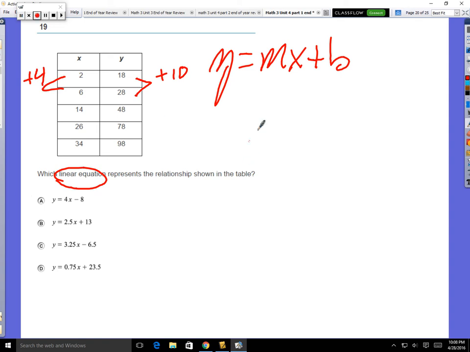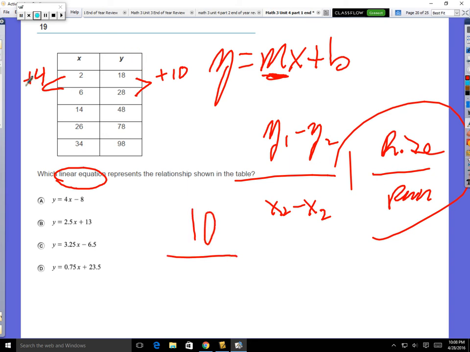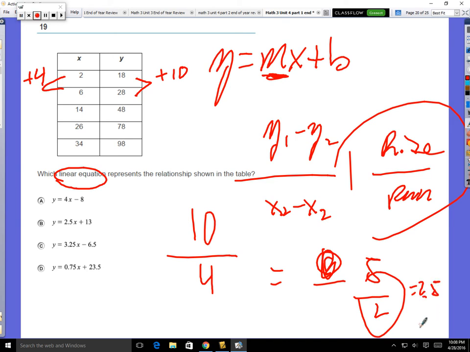So your slope is the change, y sub 2 minus y sub 1 divided by x sub 2 minus x sub 1, or it's just rise over run. So we're going to use rise over run. Rise is the y, that's up and down, so it is 10 over 4, which is 5 over 2. So 5 over 2 is your slope, or 2.5. And that's going to match up with B.